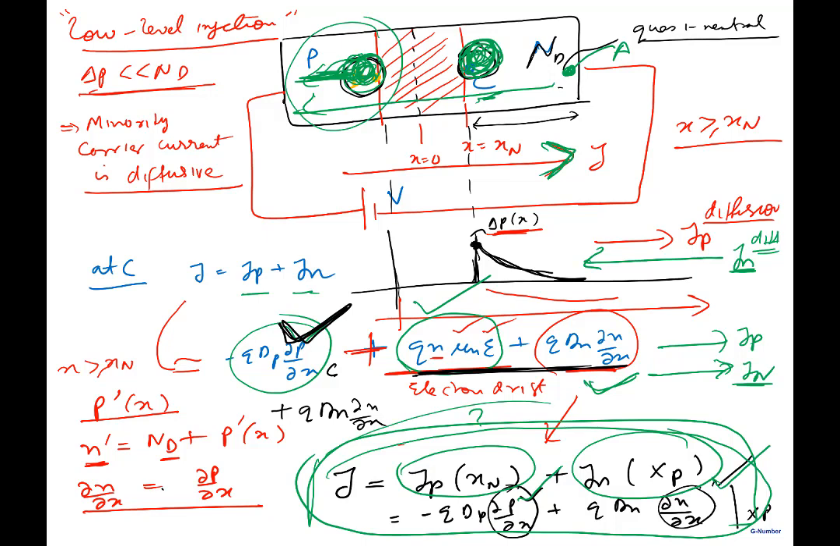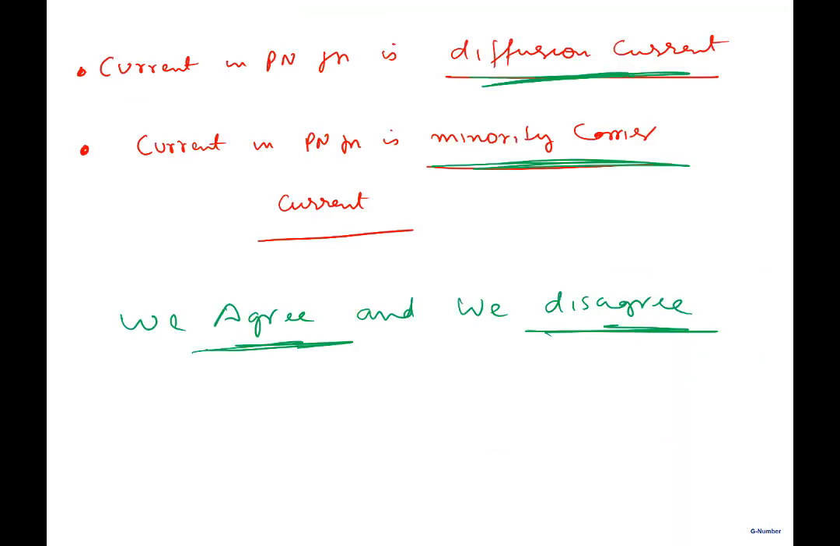The current is not minority carrier current, but the net magnitude is determined by minority carriers, okay? The current is not diffusion current, but is determined by diffusion process. So in that sense, we agree with the statement, but in the other sense, we disagree, okay? So there's a lot of confusion regarding PN junction. People say minority carrier current, diffusion current and all that. This understanding of why we are calling it diffusion current, why we are calling it minority carrier current, is important to understand, okay?